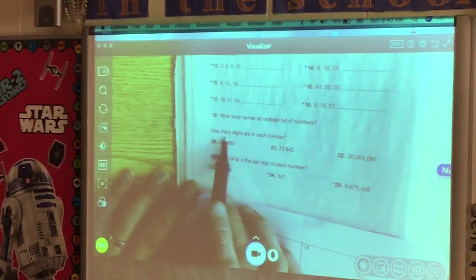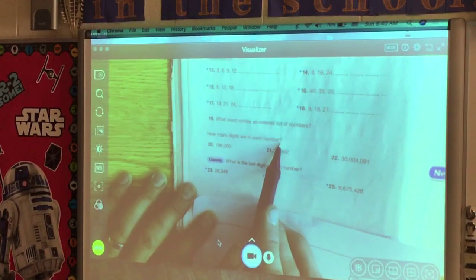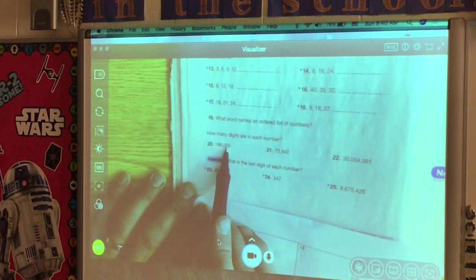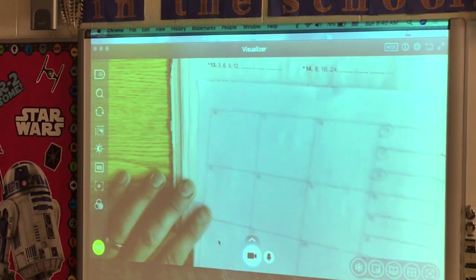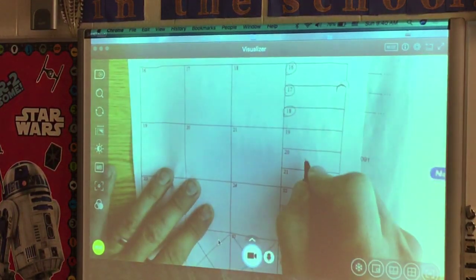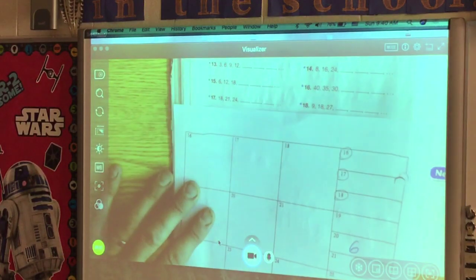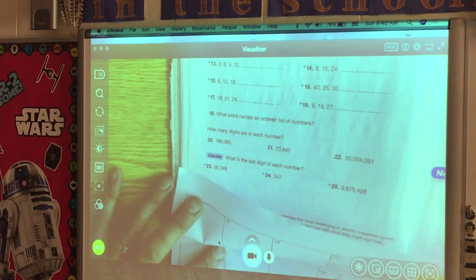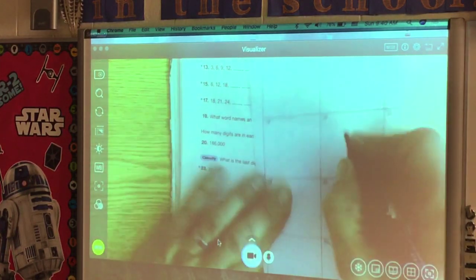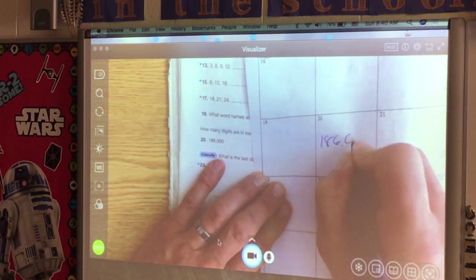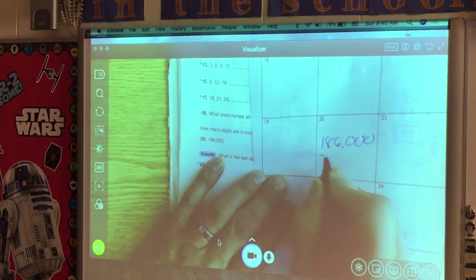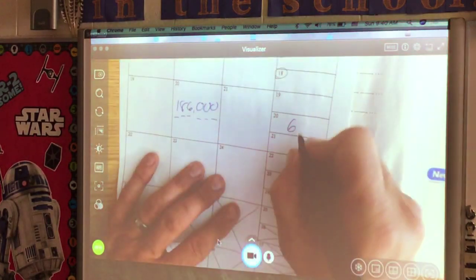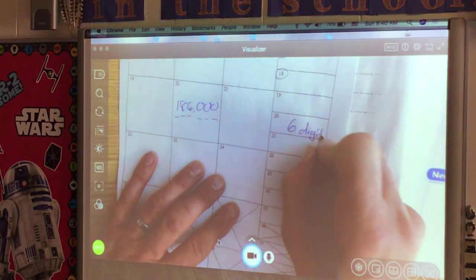Number 20 says, how many digits are in each number? Count them with me. 1, 2, 3, 4, 5, 6. So in number 20, your answer is 6. What kind of work should I show there? Well, I suppose I should write that number in my work spot. You see it there? Nope. Let me get it up here. 186,000. Count them with me. 1, 2, 3, 4, 5, 6. 6 what? 6 digits.